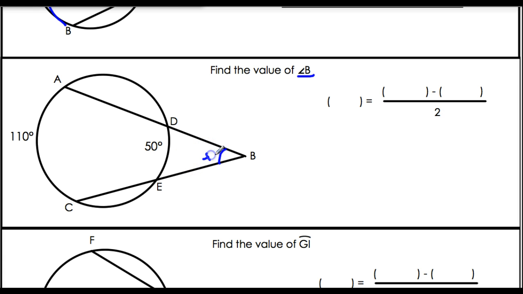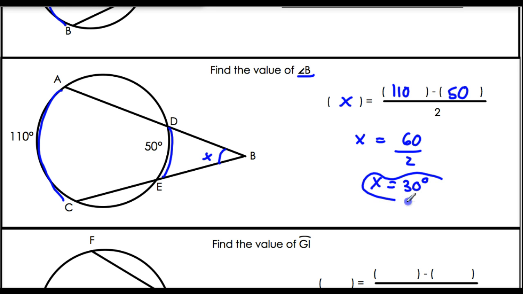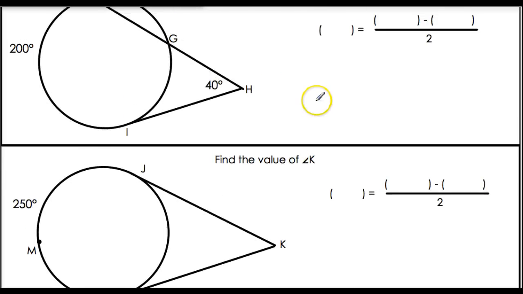Since we don't know our angle, let's put an x here, and we'll just plug into our formula. So x, which is our angle, is equal to the big arc, which is 110, minus the small arc, which is 50, divided by 2. Let's simplify that. 110 minus 50 is 60 degrees divided by 2. If we divide that, we get 30 degrees. So we know that angle B is equal to 30 degrees. Let's fill that in over here. Easy. Just plug it in. Well, let's try our second problem now.